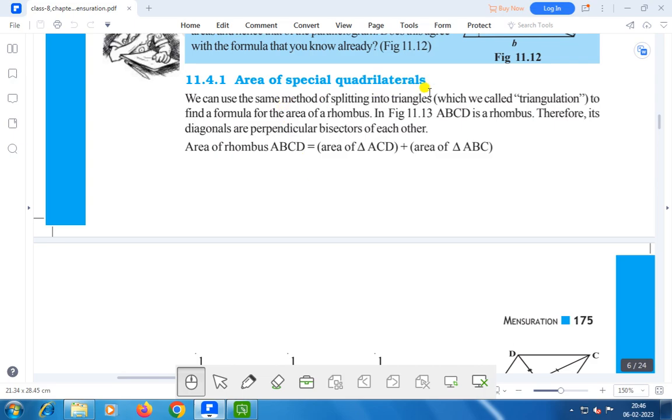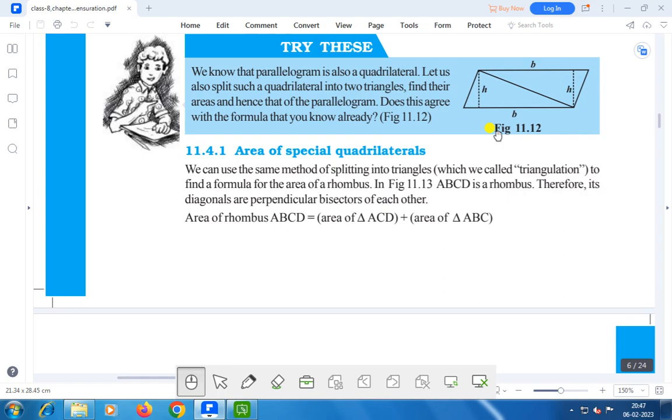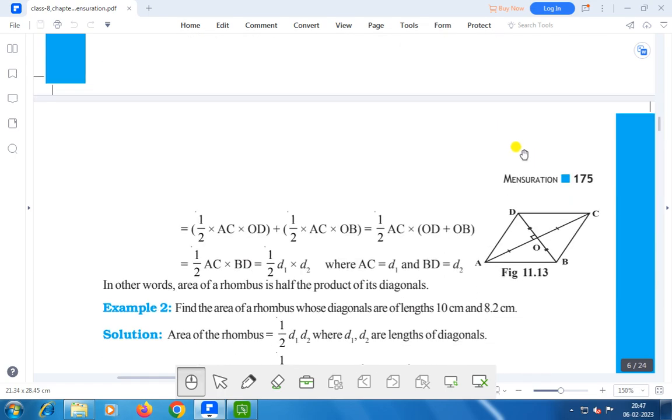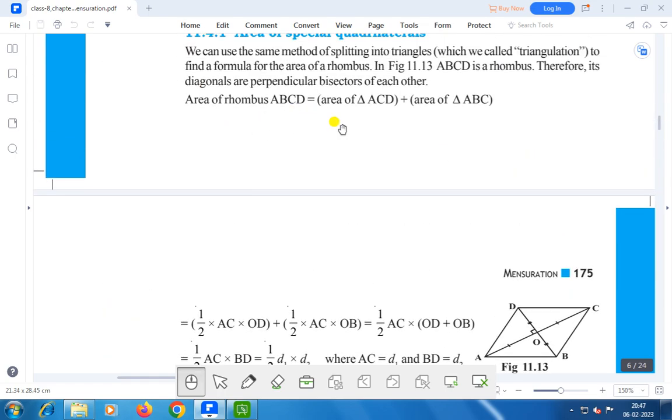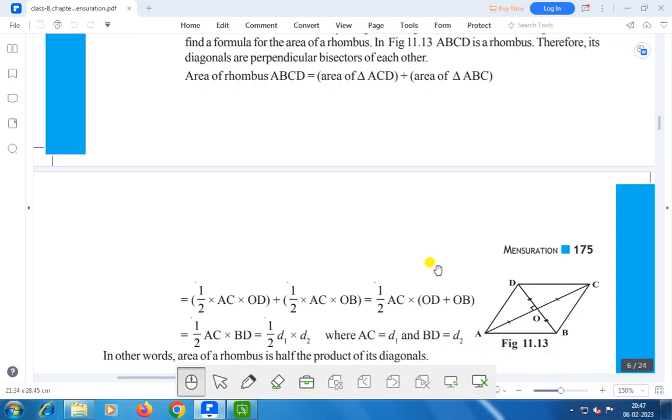Area of special quadrilaterals. We can use the same method of splitting into triangles, which is called triangulation, to find a formula for the area of a rhombus. In figure 11.13, ABCD is a rhombus. Therefore, its diagonals are perpendicular bisectors of each other. Therefore, the area of the rhombus ABCD is equal to the area of ACD plus the area of ABC, right?